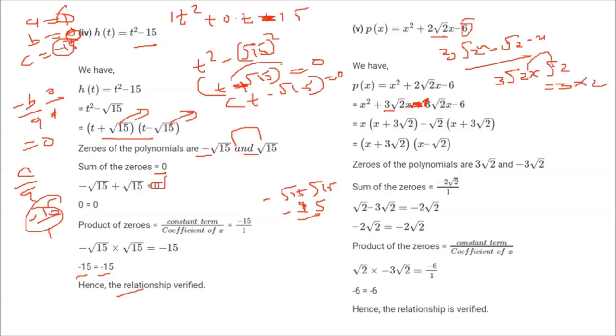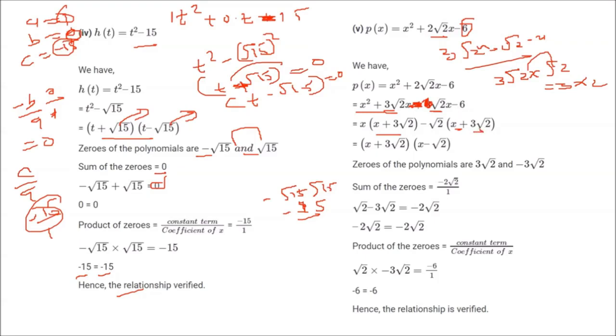So now x square plus 3 root 2 x minus root 2 x. Here you can take x common, so x plus 3 root 2. Here you can take root 2 common, so root 2 inside this x. And what should be inside here? This one? Because you want 6 to be there.